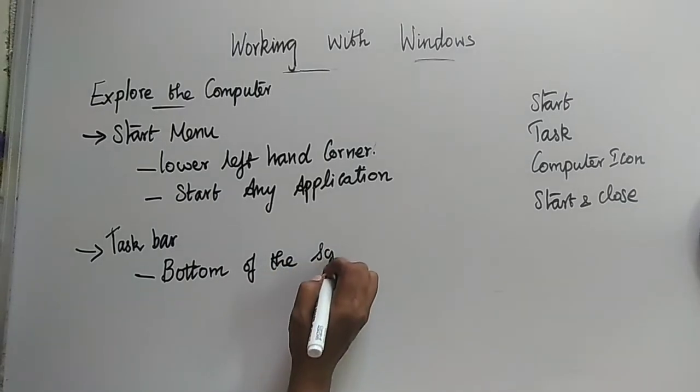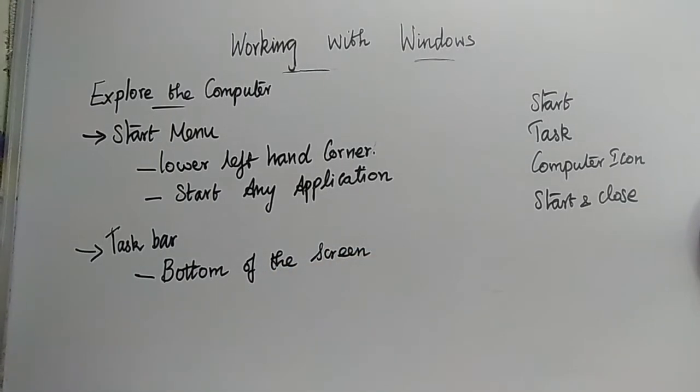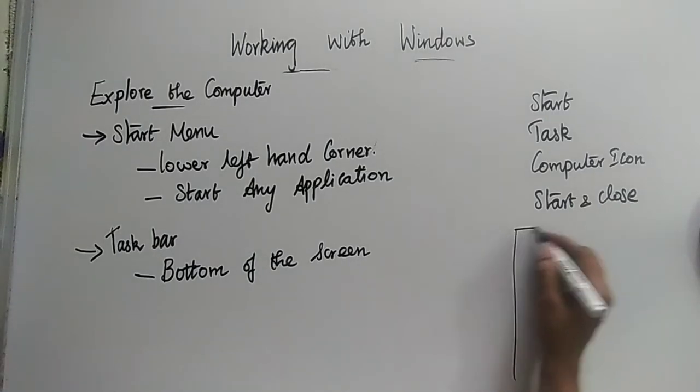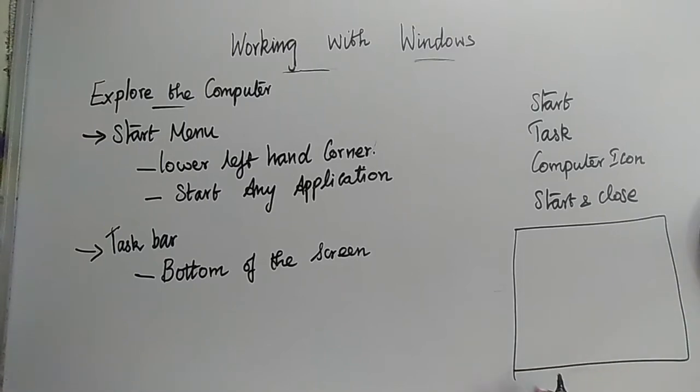Bottom of the screen means it will be in a horizontal bar. So the taskbar is seen at the bottom of the screen as a horizontal bar. So what is this bar going to have? Consider that this is a window for you. It is your computer screen. So this area is your taskbar.